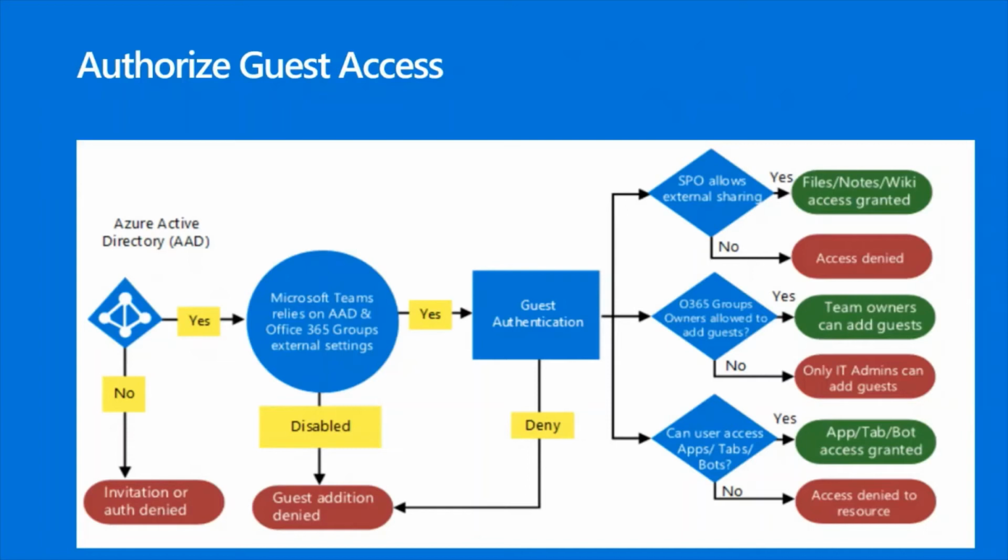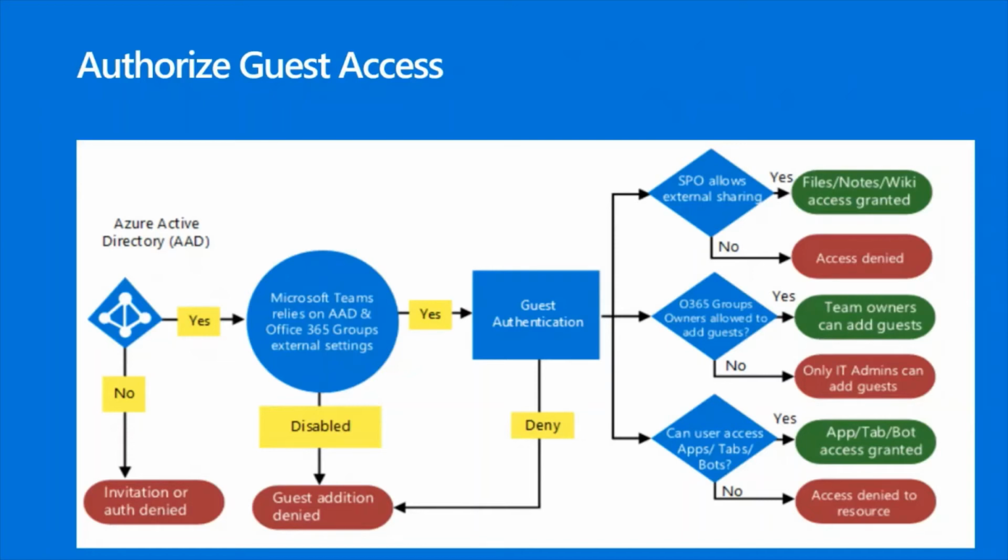If these settings are in place, it will move ahead to Microsoft 365 groups. If not, invitations will be denied. So if you have enabled guest access in Azure Active Directory, then the step would move forward to the second step. Otherwise, your invitation or authentication will be denied. Further, if Microsoft 365 group settings are in place, the owner will be able to add guests, otherwise guest addition will be denied.